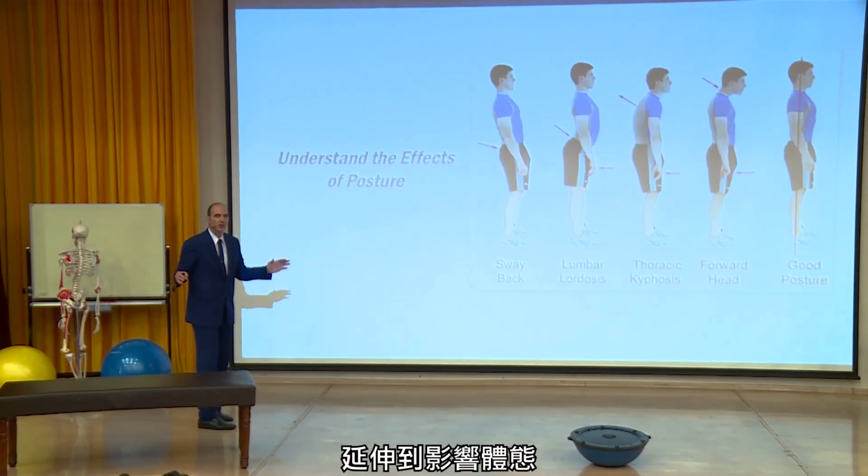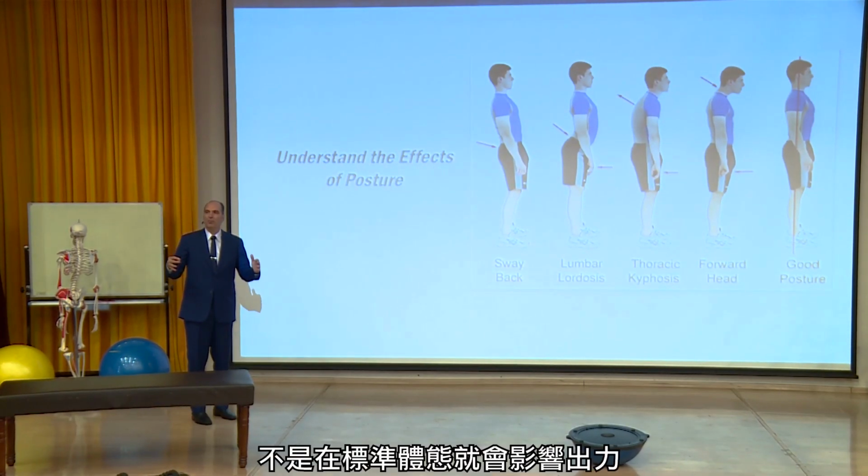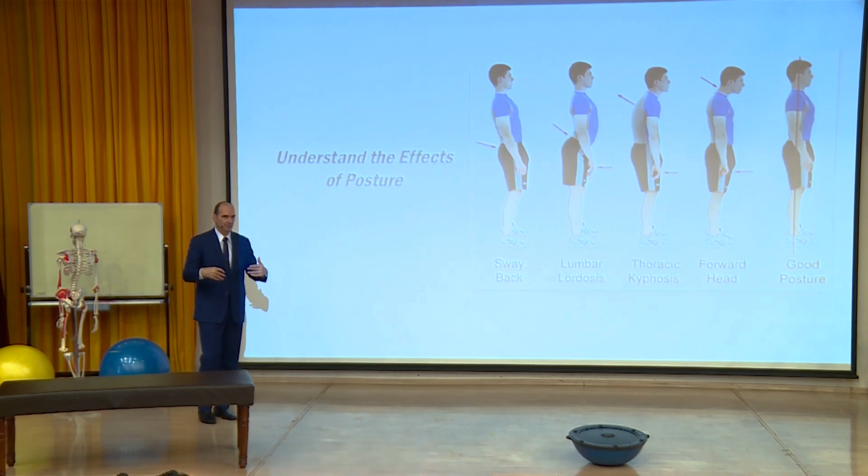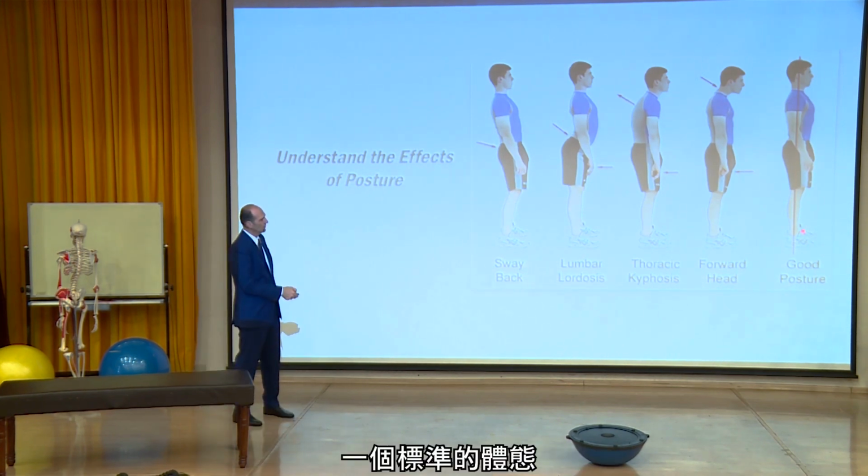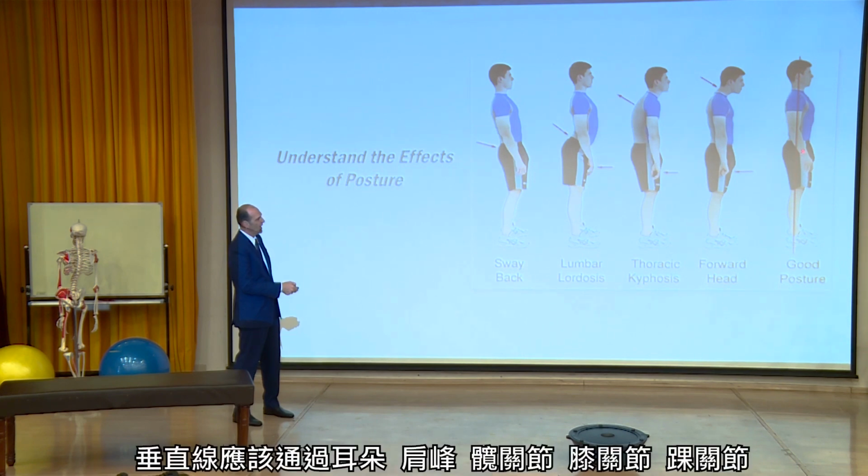So this gets us to the effects of posture, the posture that your body assumes over time. What we want to have is this, where the plumb line, the line of gravity, goes right through the ears and the shoulders and the hips and the ankles.